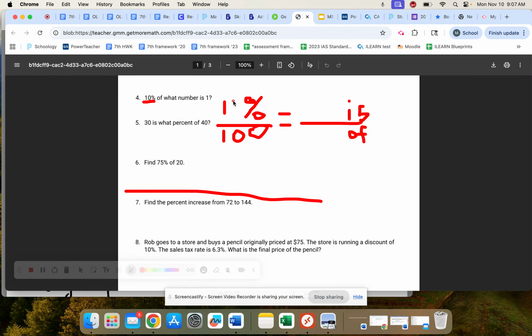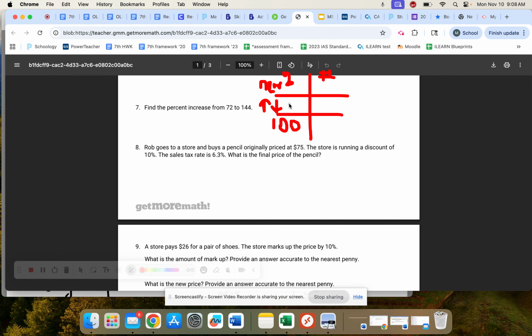So on this one, 10 would go here. 10% of what number is 1. So of what number, we're trying to find that one. So copy down that chart. Make sure you show your work and bring your work on Tuesday, or you will lose 2 homework points, just like if we were in school.